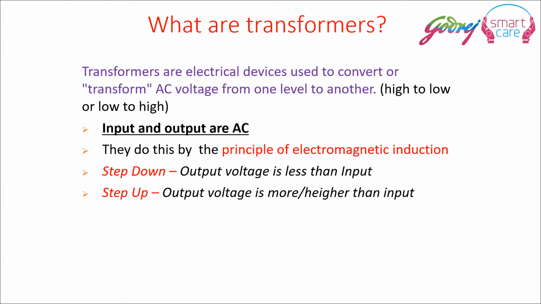These transformers are used to either convert or transform AC voltage from one level to another. That means it can step up the voltage or it can step down the voltage. The transformer whose output voltage is more than the input voltage is called a step-up transformer, and the transformer whose output voltage is less than the input voltage is called a step-down transformer.